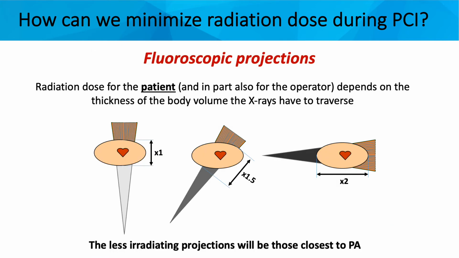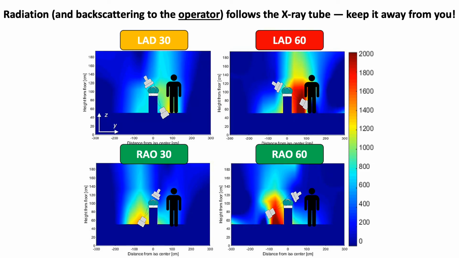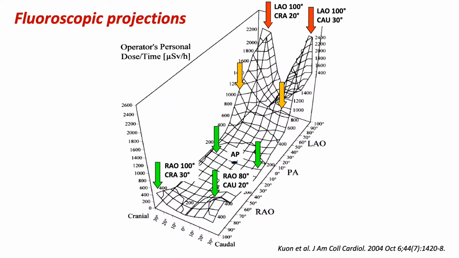Then we should be mindful of fluoroscopic projection, since the radiation dose for the patient is proportional to the thickness of the body volume traversed by the X-rays. So PA projection would be the least radiation, and lateral projection would be those associated with the highest radiation dose. Radiation, and therefore backscatter into the operator, follows the X-ray tube, and we have to keep the X-ray tube away from us. LAO 30 gives a fair amount of radiation, but this increases even more with LAO 60. However, if we go to the other side and we keep the same angulation on the RAO side, we will have way lower radiation doses because the tube is away from us. And the same applies to cranial-caudal projections.